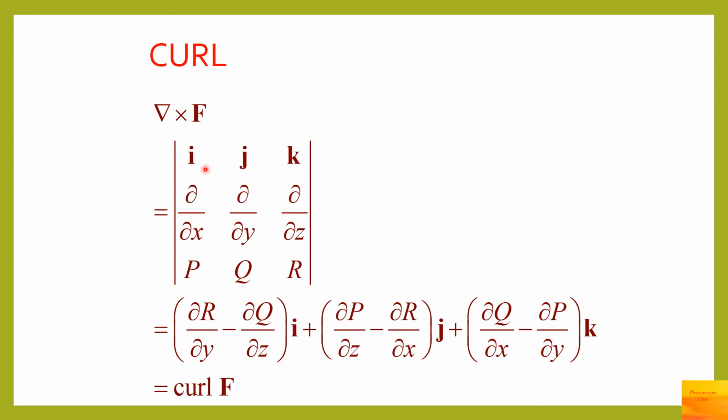So that will be i cap into (∂R/∂y minus ∂Q/∂z), plus j cap into (∂P/∂z minus ∂R/∂x), plus k cap into (∂Q/∂x minus ∂P/∂y). So this way we find the curl of a vector.